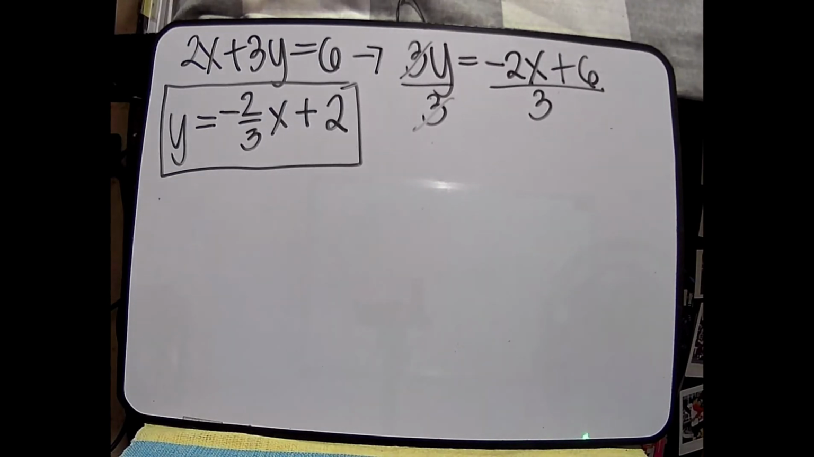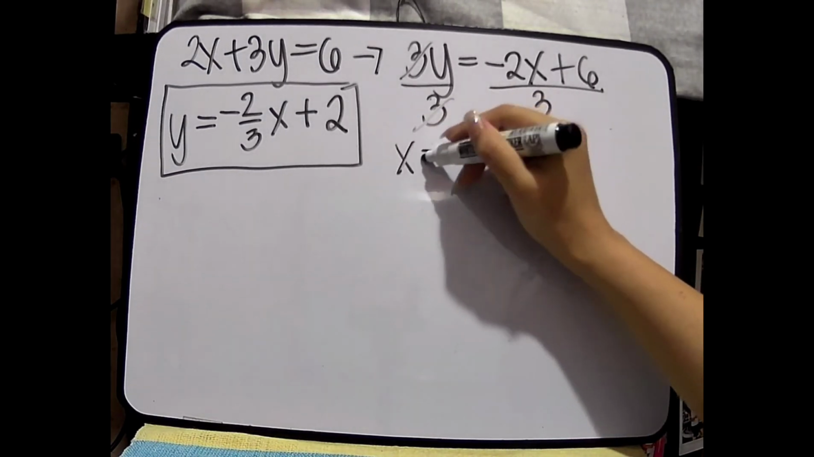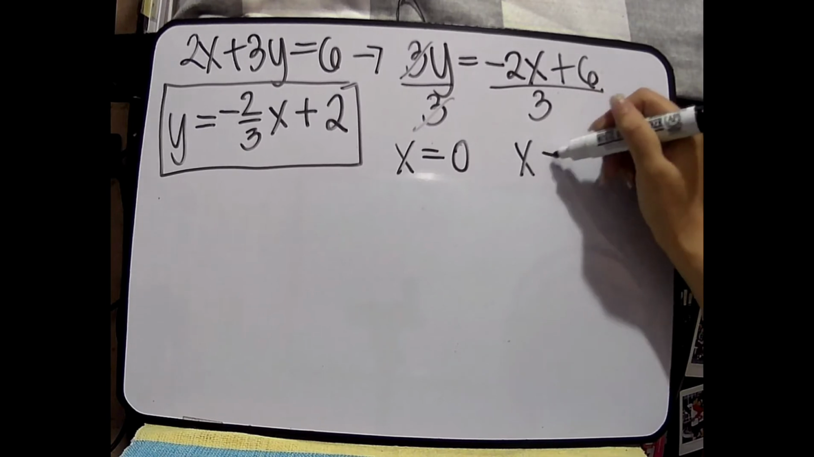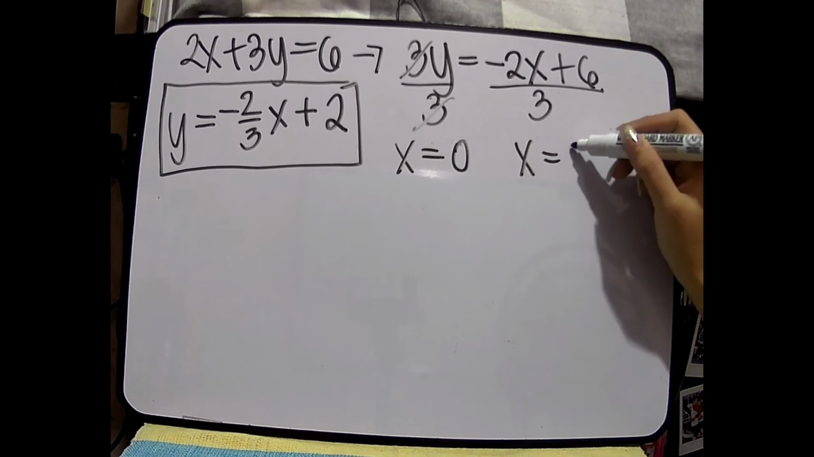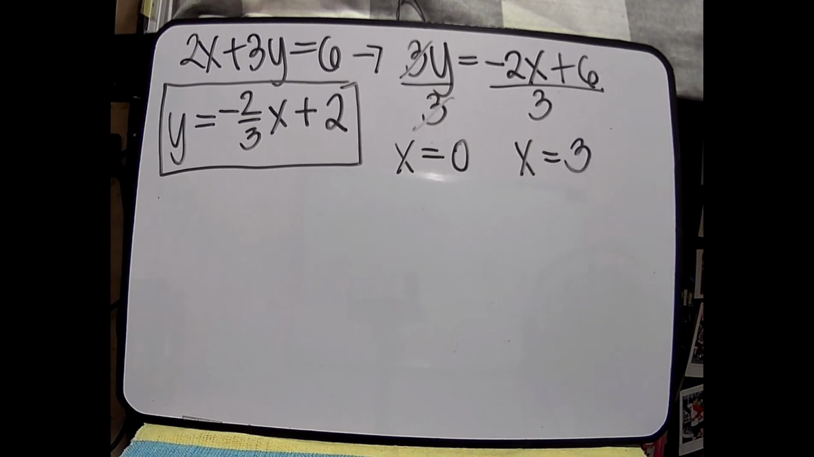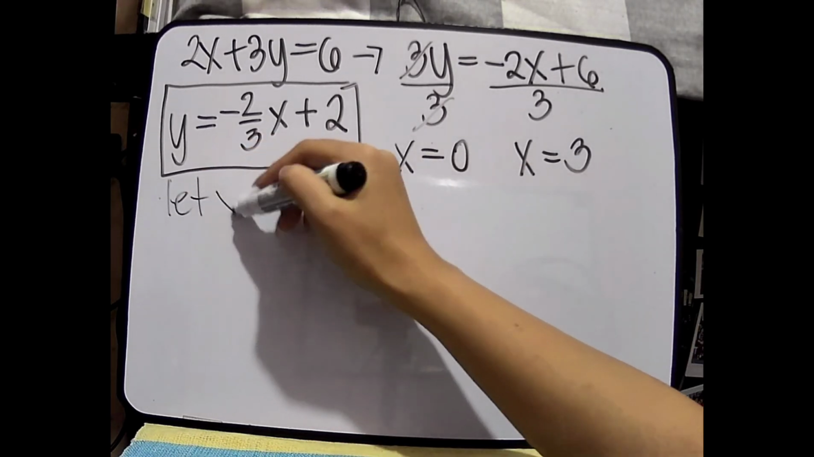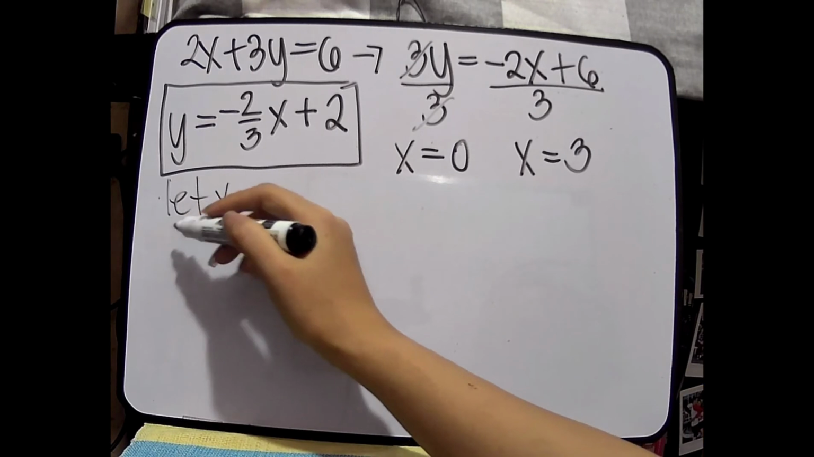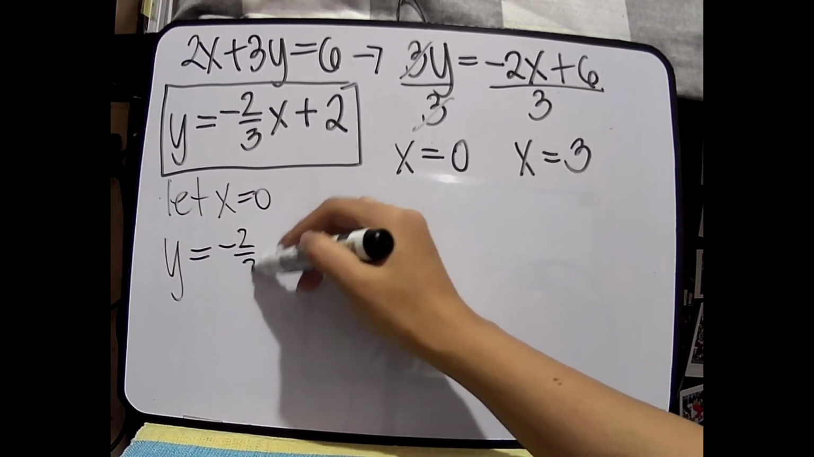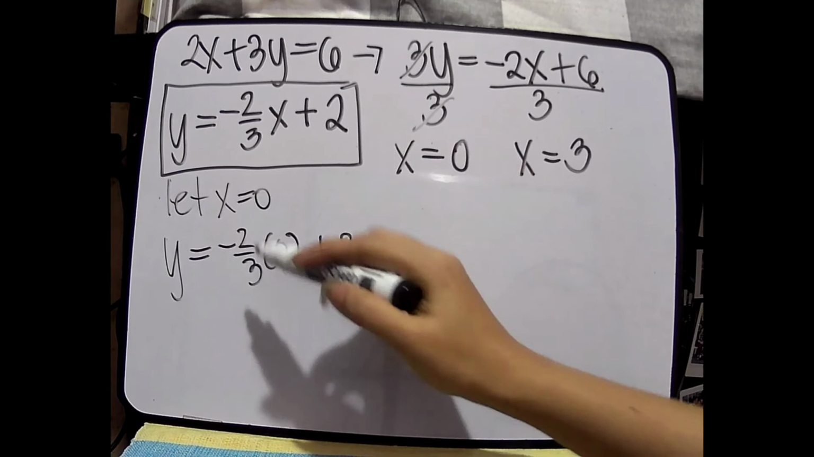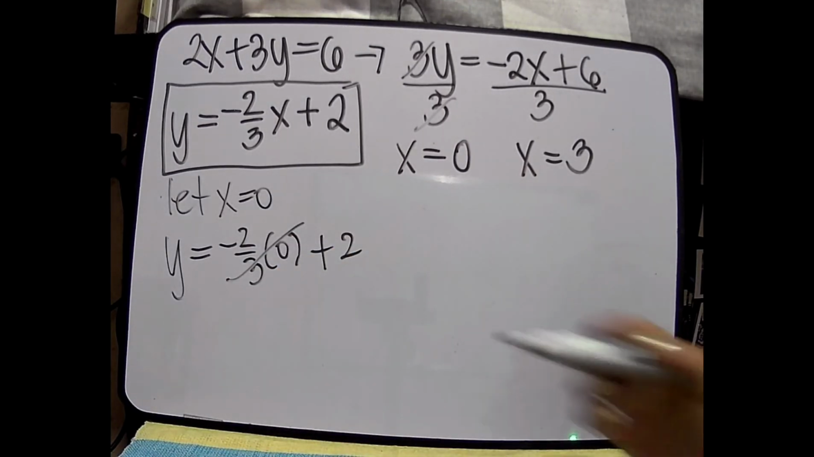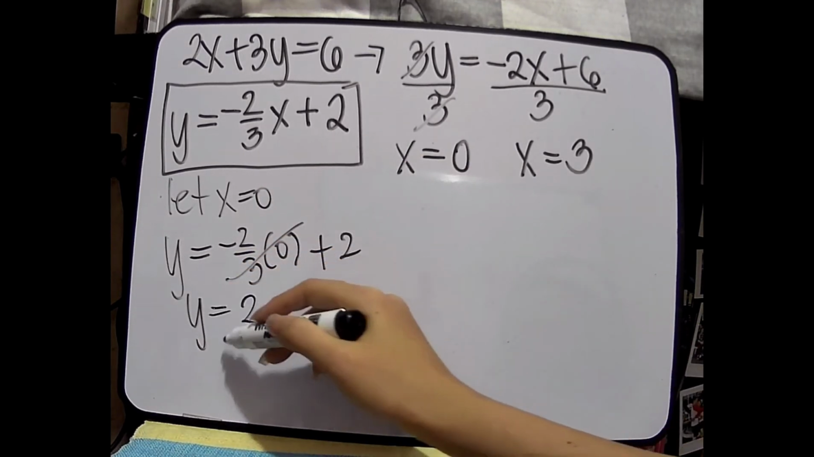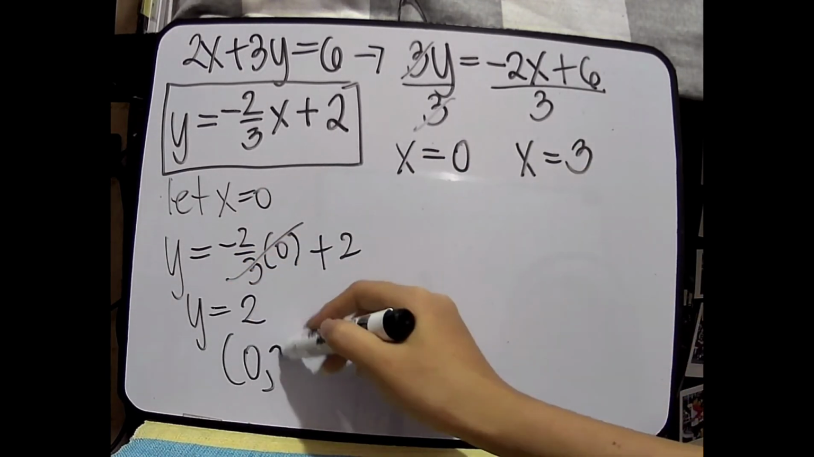So, ito na yung bago nating equation. Convert lang natin into y form and let's substitute for the value of x. So, let's say I would like to use x is equals to 0 and x is equals to 3, dahil divisible kay 3 yung 3. Okay? So, let's substitute x is equals to 0. So y is equals to negative 2 thirds times 0 plus 2. Okay, so any number multiplied by 0 is equals to 0. So, kinakancel ko na lang yun kasi magiging 0 na. So, we can say that y is equals to 2. So, we can say our coordinates is 0, 2.